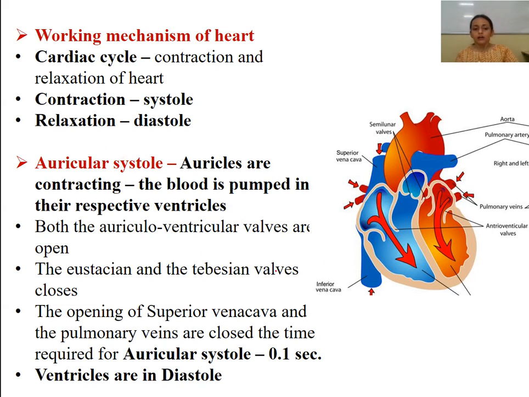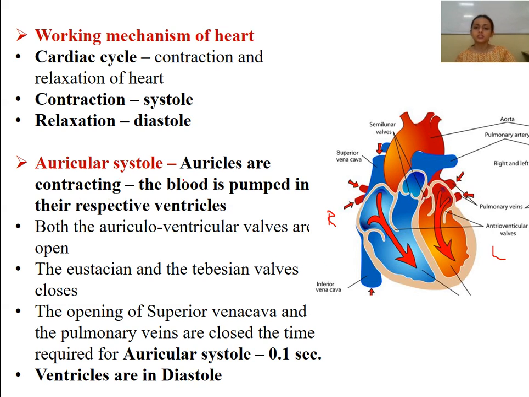Now, auricular systole takes place in the auricles or the atria, which comprise the right as well as the left atrium. So once more, this is the right side, this is the left side.